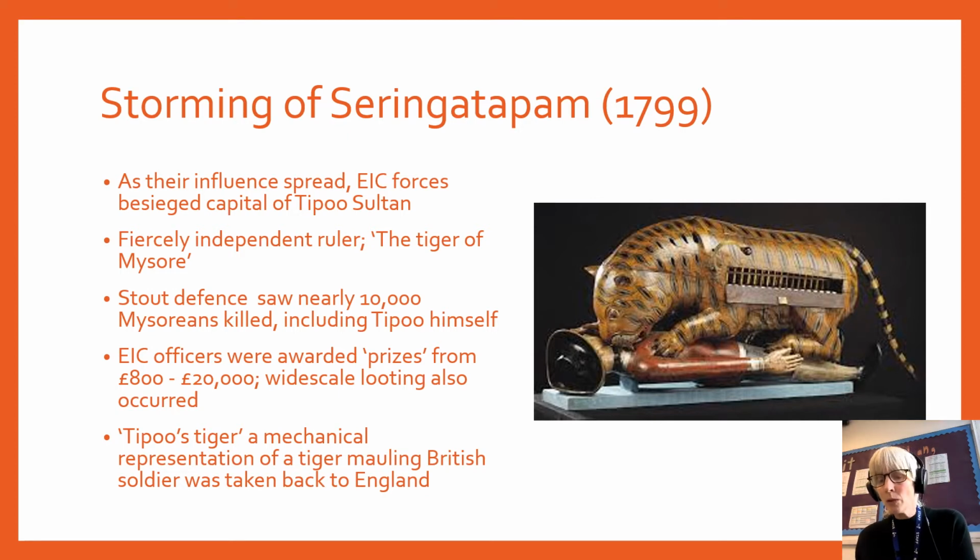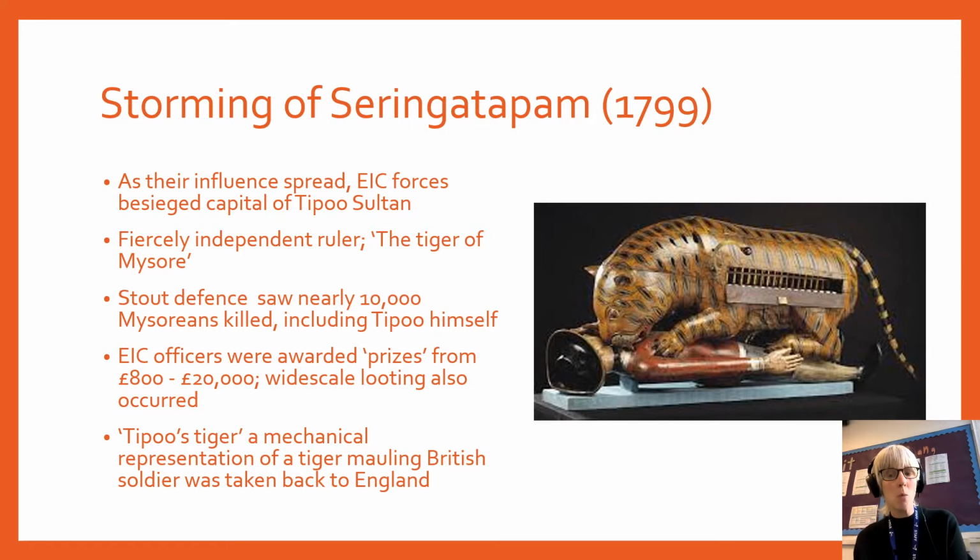Mysore stoutly defended the city. Nearly 10,000 inhabitants were killed, including the Sultan Tipu himself. And as was widespread practice in 19th century warfare, officers were awarded prizes. They were literally given booty and money for winning, between £800 and £20,000.